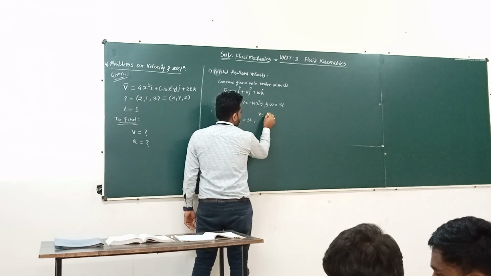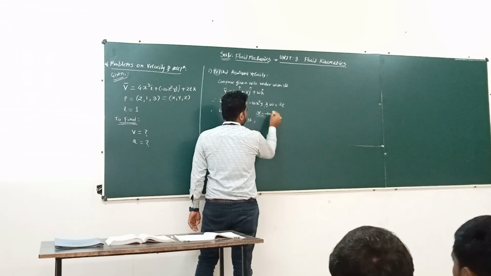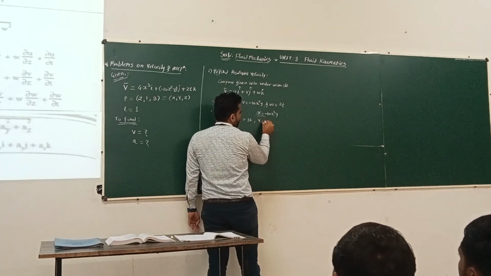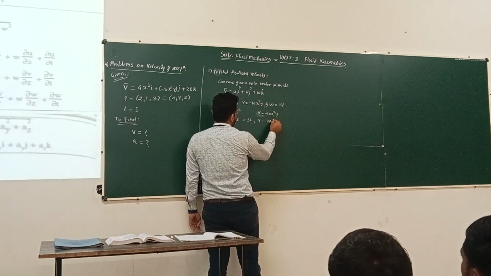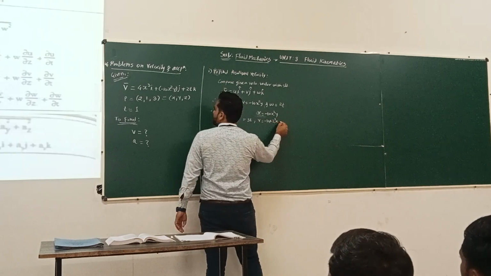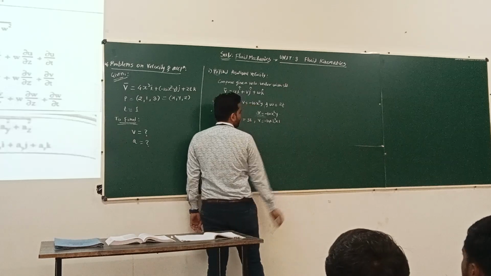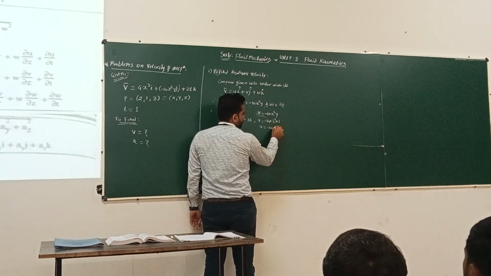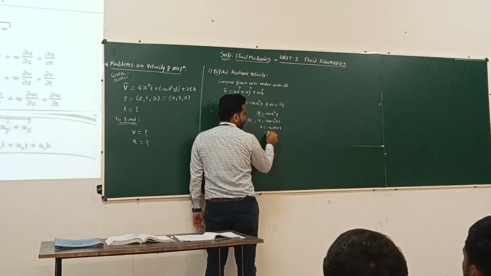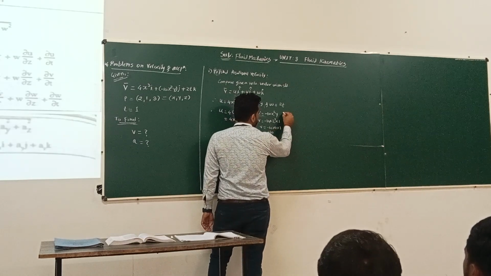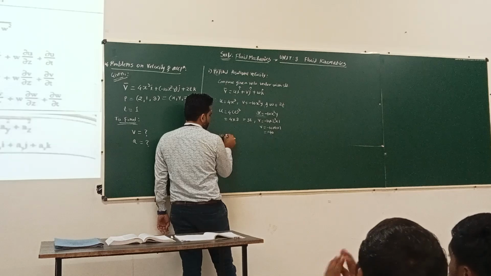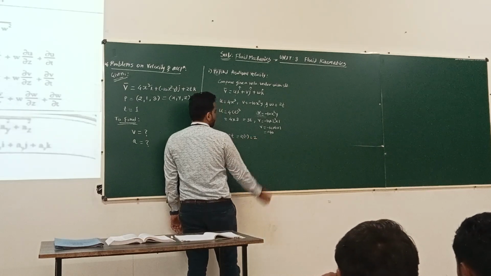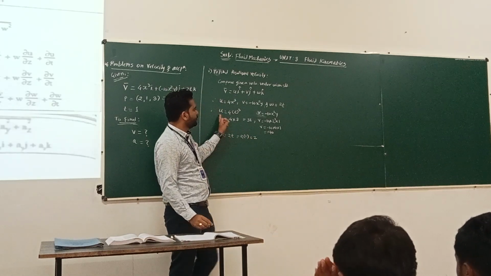Similarly, v is equal to minus 10 x square y. So v is equal to minus 10 into x square, 2 square, into y, what is the value of y? 1. Okay. So v is equal to minus 10 into 4 into 1, so it is equal to minus 40. Similarly, w is equal to 2 into t. What is the value of t? 2 into 1 is equal to 2. So we have calculated the values of u, v and w.